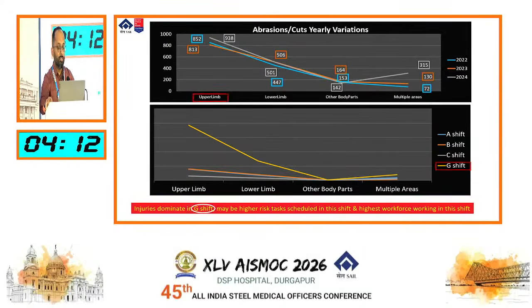The most injured body parts in the present study were upper extremities, and this finding is consistent with several international studies done in iron and steel industries. For instance, studies from Brazil, Iran, Ethiopia, Tanzania, and other parts of India.